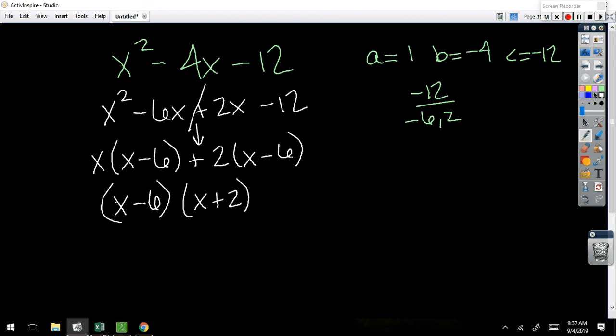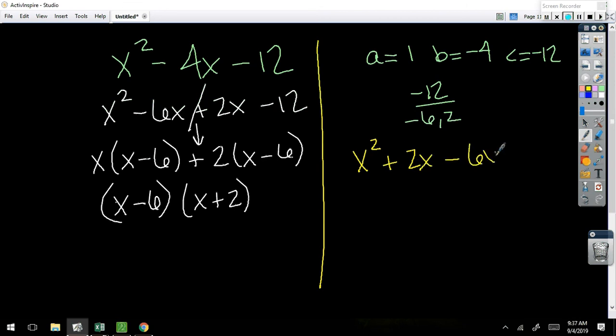Now, you don't have to write this if you don't want to, but just to show you what would happen, if I'd done x squared plus 2x minus 6x minus 12. So let's say I just flopped them around. When I slash it, my GCF on the first two is still x. Here's where it starts getting sticky. Remember, we have to keep that middle sign, right?